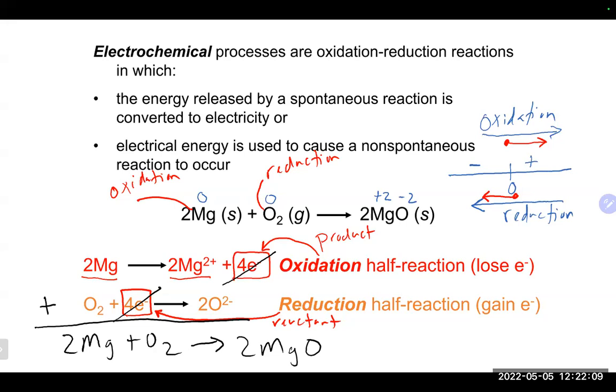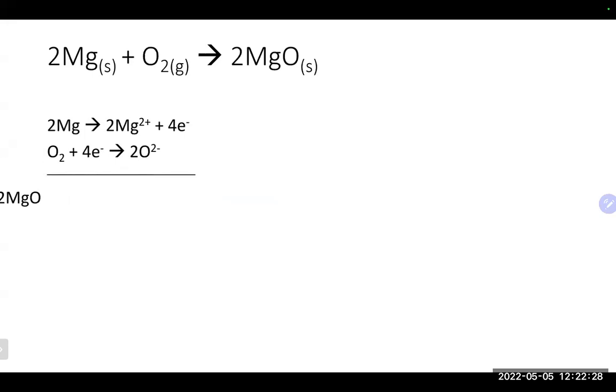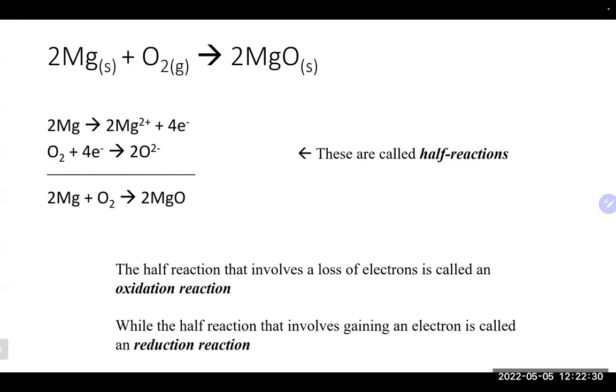So when you write your half reactions, oxidation should always have electrons on the product side. Reduction should always have them on the reactant side, like they're being gained. Before you add these two half reactions together, you need to make sure you always have the same number of electrons in each one. And you should always try to balance them out as well. Make sure everything is balanced.